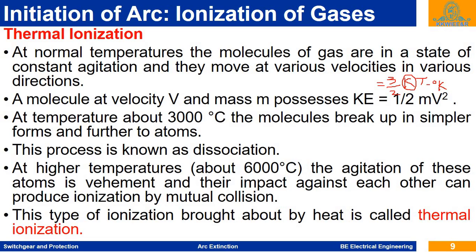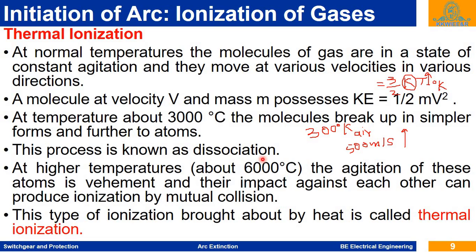At 300 degrees Kelvin, air molecules move at 500 meters per second. As the temperature increases, the speed also increases. At a temperature of about 3000 degrees centigrade, the molecules break up into simpler forms and further into atoms. This process is known as dissociation. At 3000 degrees centigrade, these molecules break up into the form of atoms.